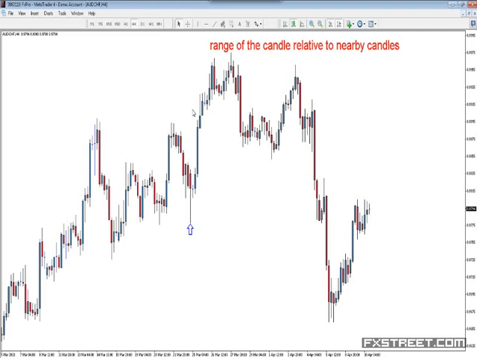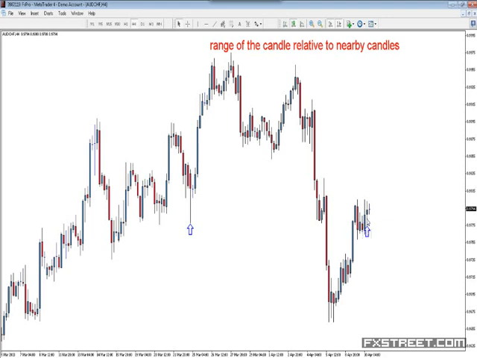If the recent candle is much larger and has a wider range than the previous candles, previous three candles, previous five candles, whatever you want to look at, you know the market's getting volatile. If, however, the current candle has a smaller range than the previous candles, and this is what we have right now on this pair... Now, the reason why this candle is so tiny is because it's only been trading for 28 minutes, and it's a four-hour candle. But that's okay.